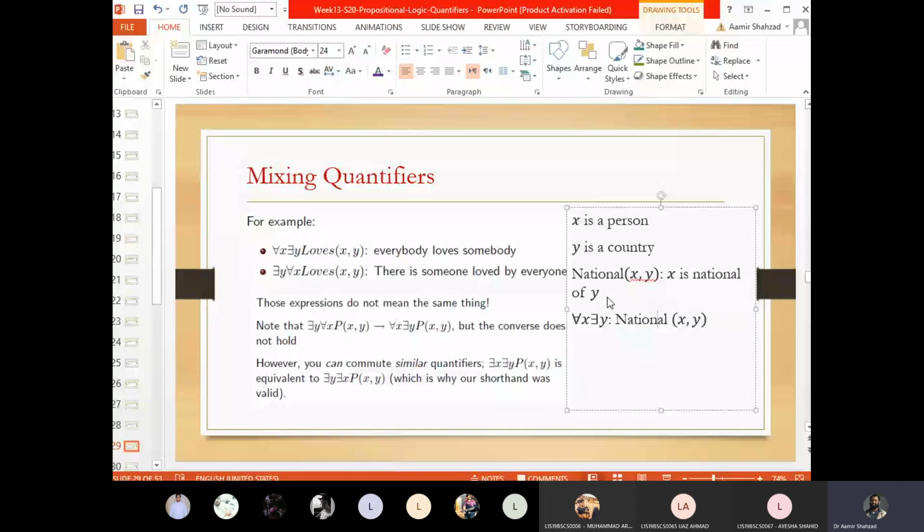Yeah. So for all X, for everyone, there is some country such that X is a national of that country. के हर एक शख्स की कोई ना कोई nationality होती है. They belong to some country. Everyone belongs to some country, just like this. Fine.